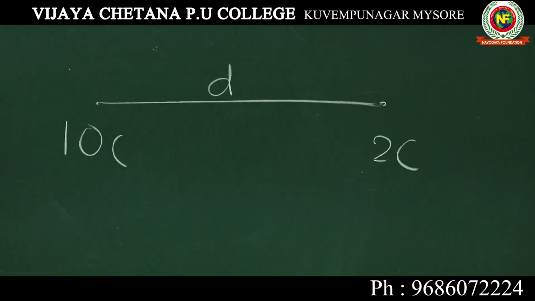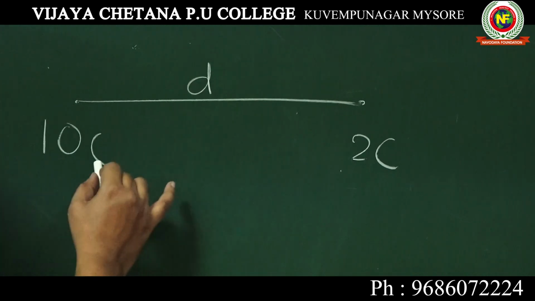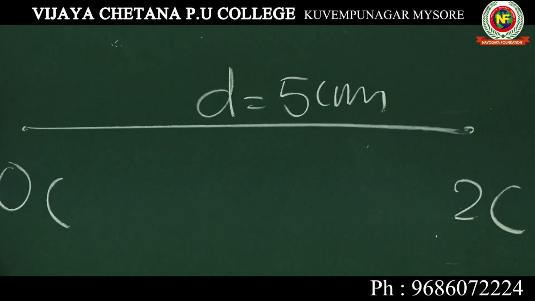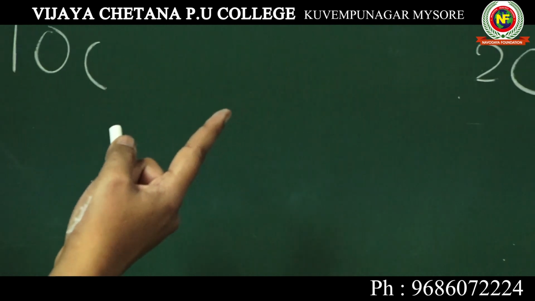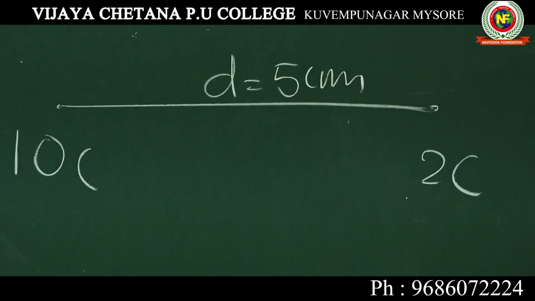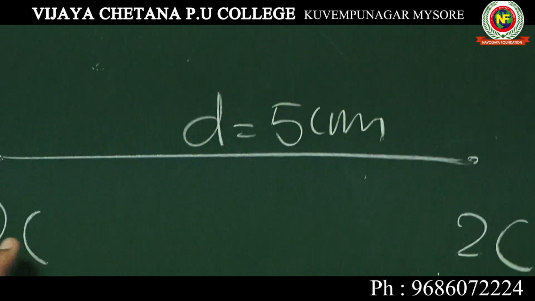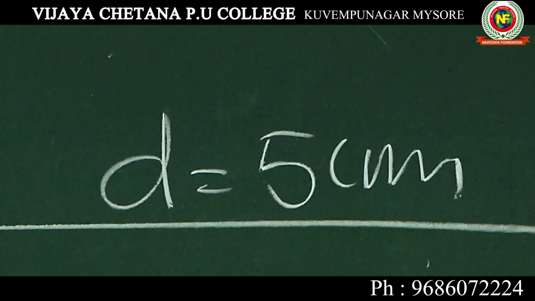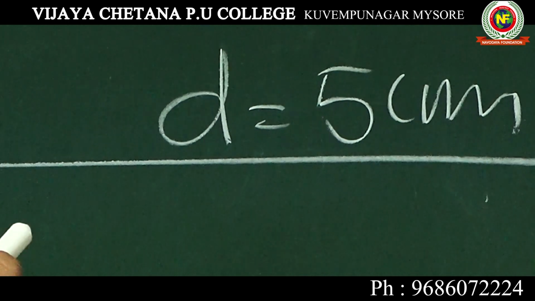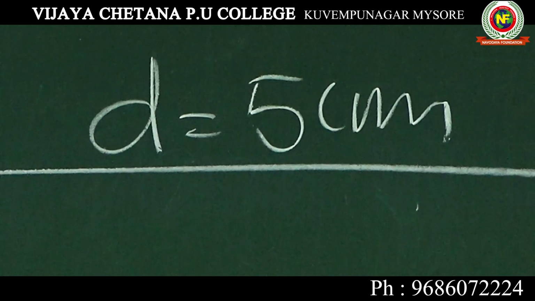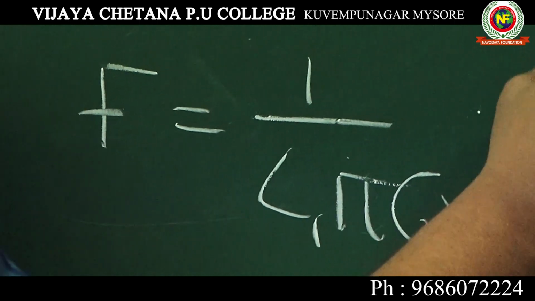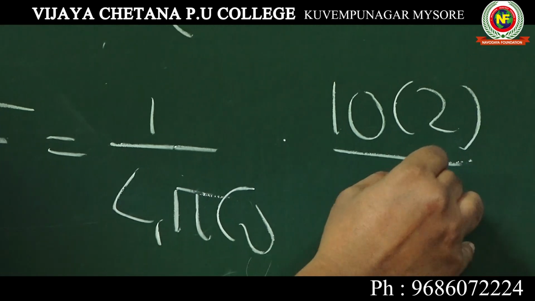One question can be asked: now the distance between the two charges is given, maybe 5 centimeters, let us say. Whether 10 coulomb exerts more force on 2 coulomb or 2 coulomb exerts more force on 10 coulomb, which has more force? Try to understand. Force does not depend on an individual charge. Force depends always on the product. Therefore, whatever force 10 coulomb is experiencing due to 2 coulomb, the expression is F equal to 1 by 4 pi epsilon naught 10 into 2 divided by distance square.